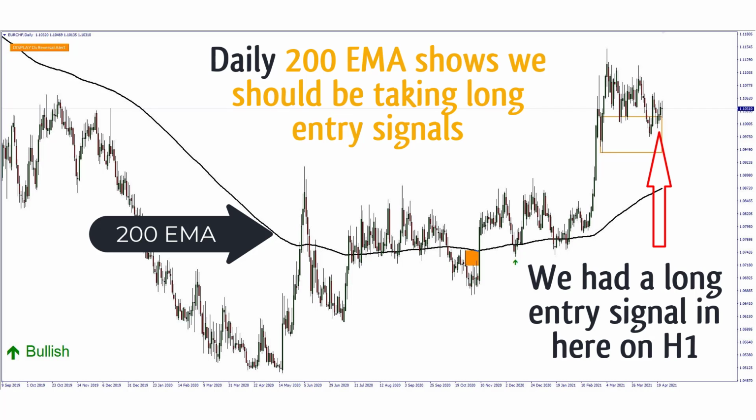And you can use whichever moving average you want to. It could be a simple, an exponential, whatever you want to use. But the 200 and the 50 tend to be the key ones which people tend to use the most often.